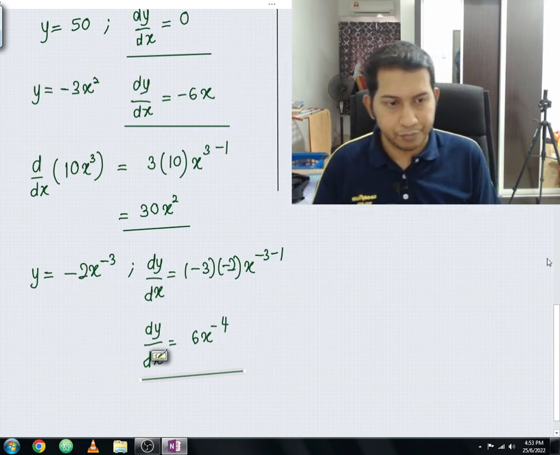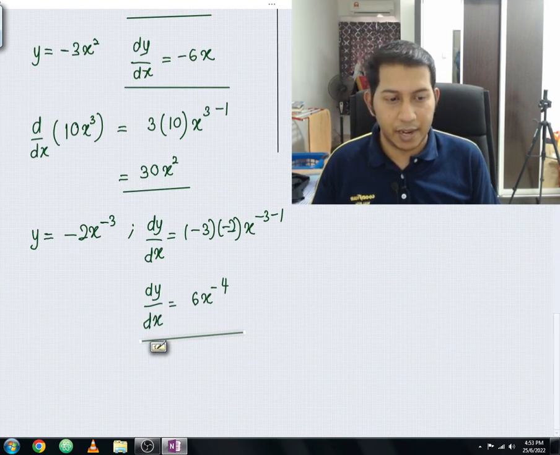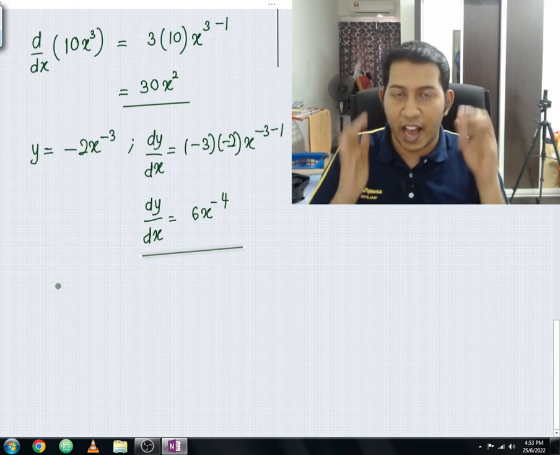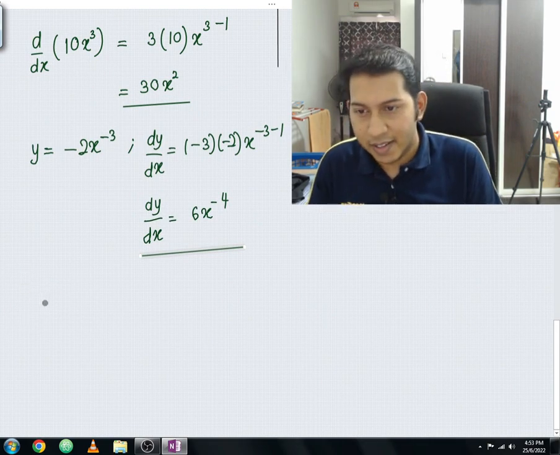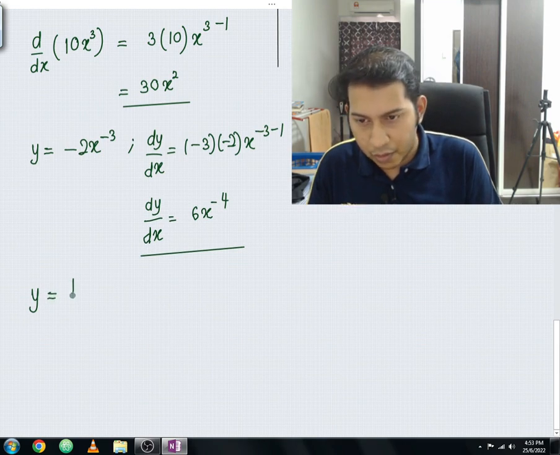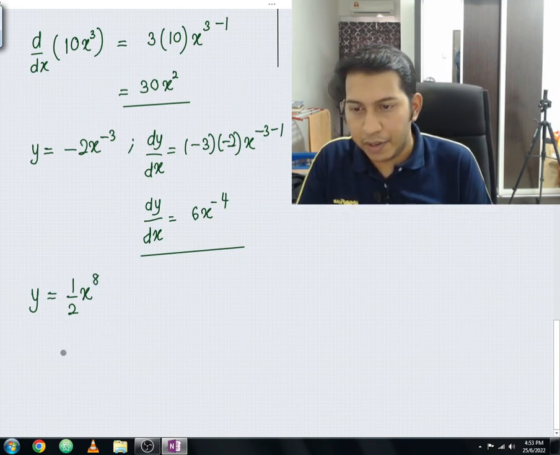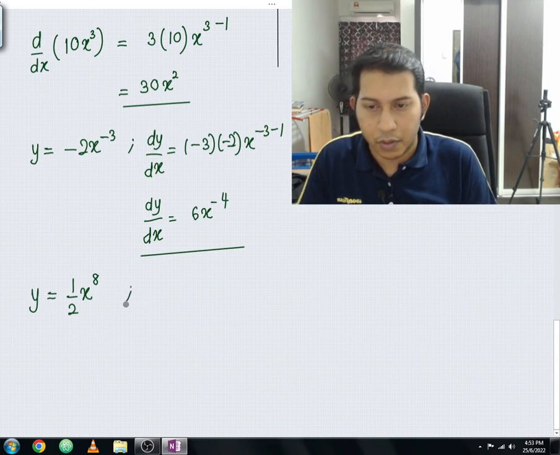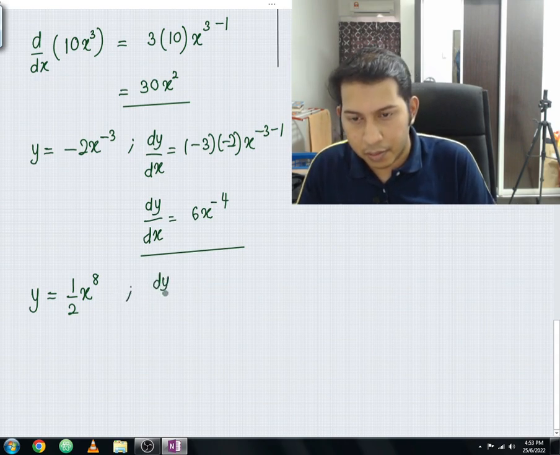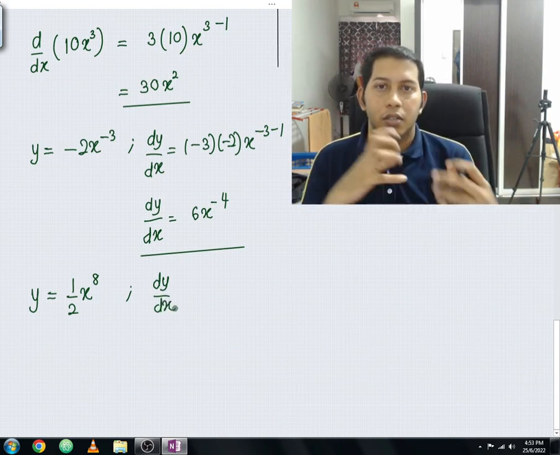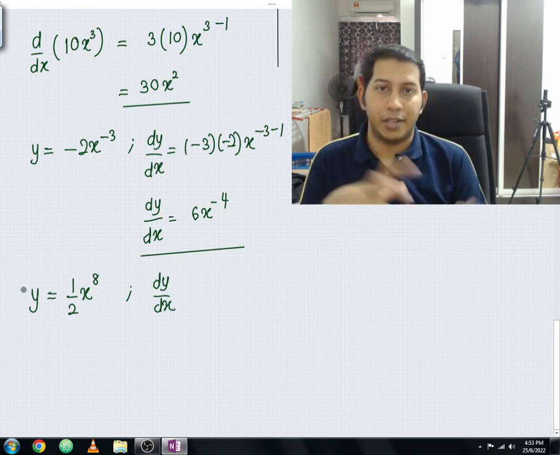So let us take a look at another example. Trust me guys, if you notice, I'm literally showing you many examples. I want you to master this. Let's say you have y equals 1 over 2 x to the power of 8. When you differentiate this, so your dy over dx, before this we were only dealing with numbers. Now we are dealing with fractions.